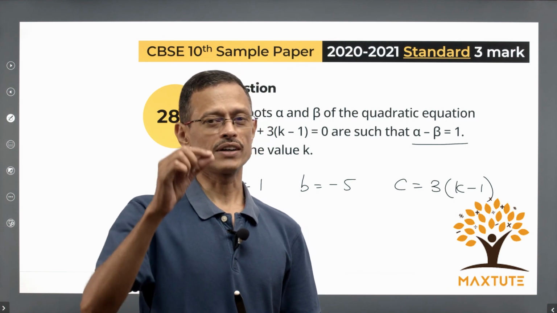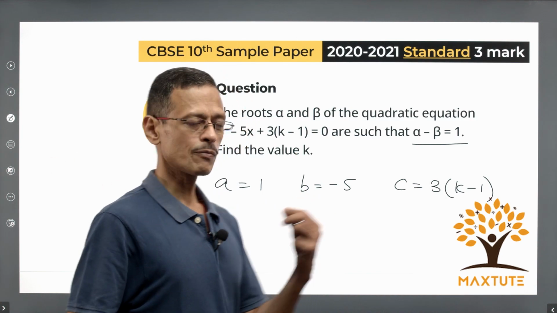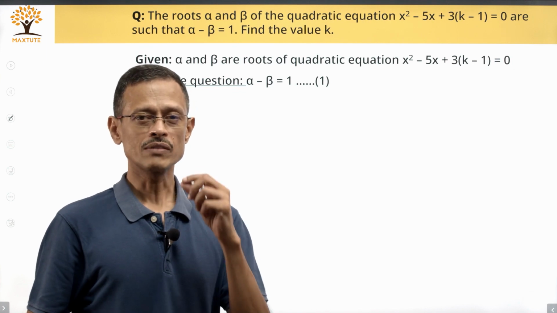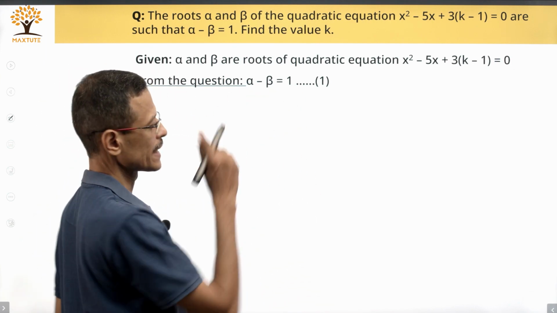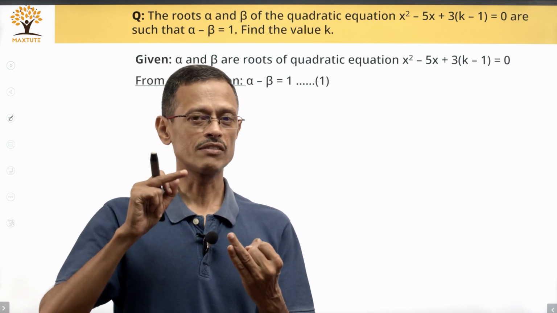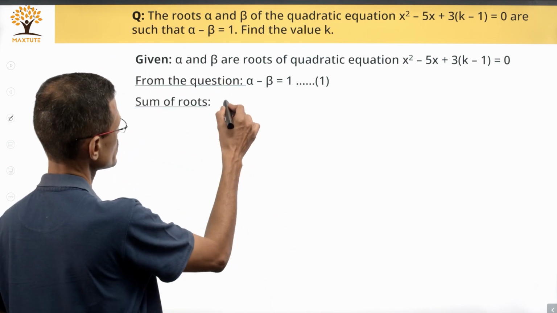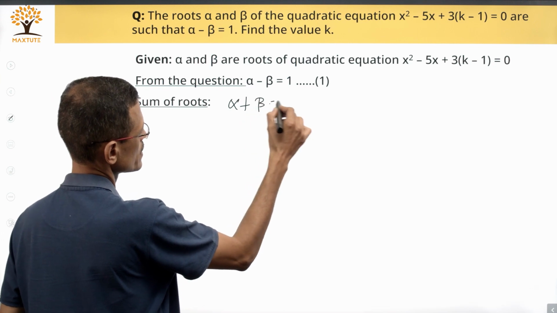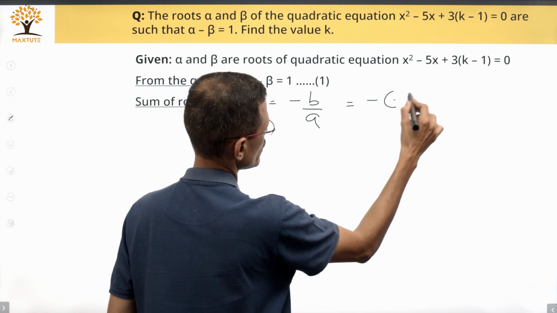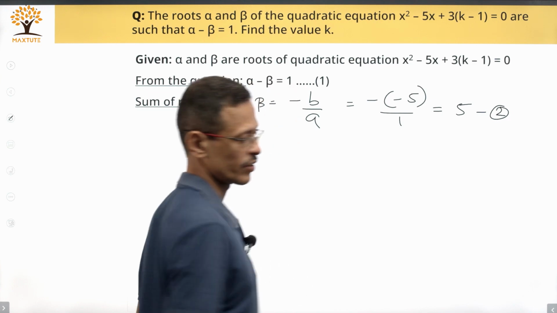Can we find out the value of alpha? Can we find out the value of beta? If we can find out alpha and beta, then I think this question is done. So step 1, let's try and see if we can find out the values of alpha and beta from the information available to us. From the question we know that alpha minus beta is equal to 1. We also deduced we have a value for b which is minus 5, we have the value for a which is equal to 1, which essentially means the sum of the roots can be found out. Sum of the roots is alpha plus beta, which is equal to minus b by a. b is equal to minus 5, therefore it is minus of minus 5 divided by 1, which is equal to 5. We will call this equation 2.